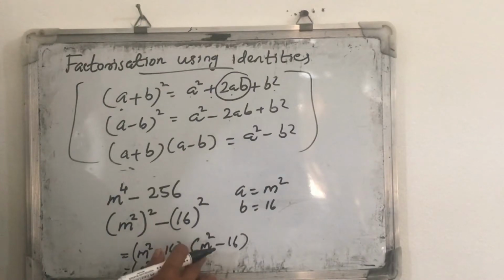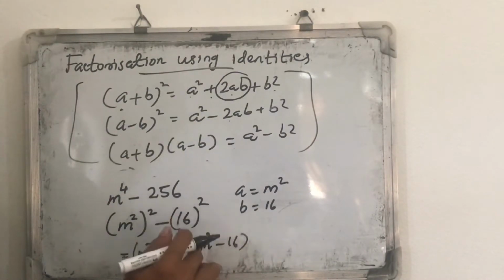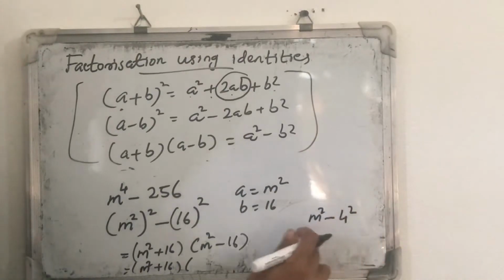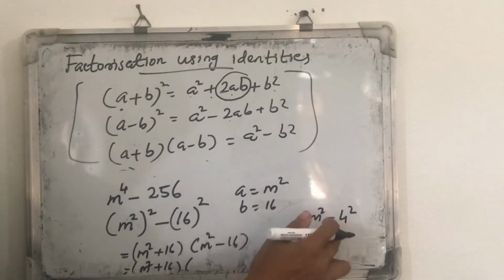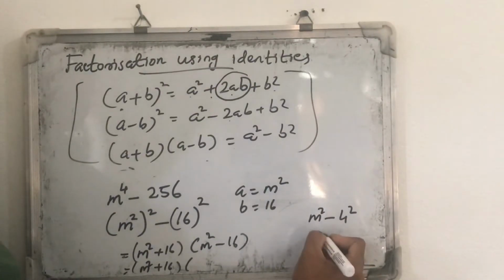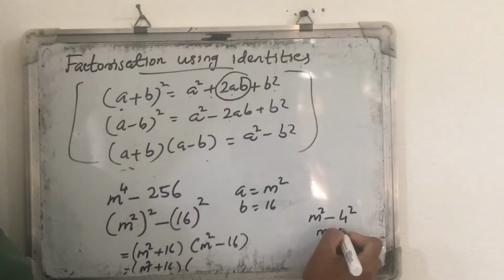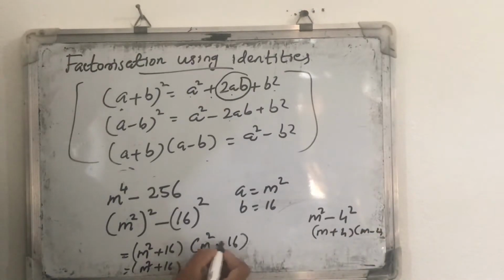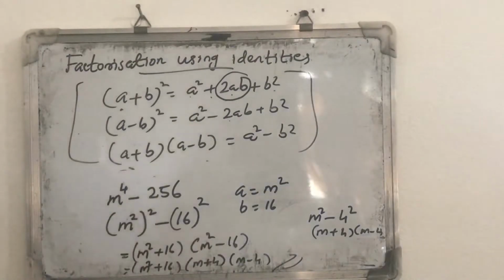Then this is in the form of a square minus b square, that is m square minus 4 square. Instead of 16, we can write it as 4 square. Now again it is in the form of a square minus b square. So a square minus b square is a plus b, m plus 4 into m minus 4. So instead of this term, we can write it as m plus 4 into m minus 4. So this is the required factorization.